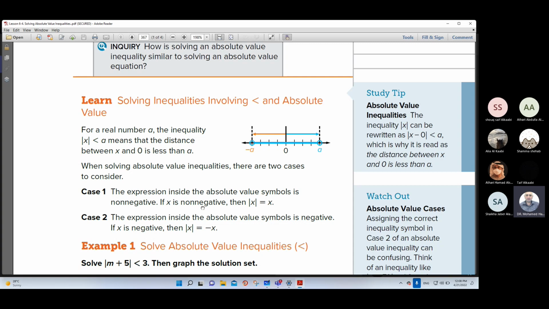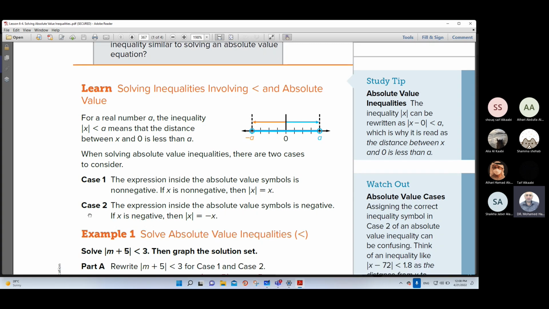If x is non-negative, then the absolute value of x will be what? Will be x. The second case, the expression inside the absolute value symbols is negative. If x is negative, then the absolute value of x will be negative x.